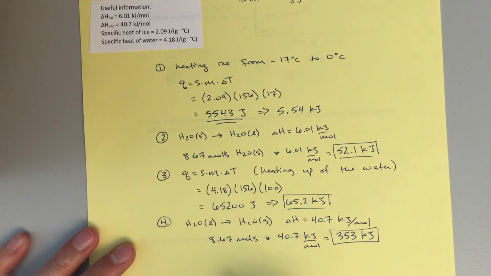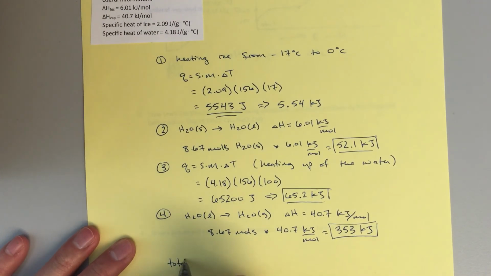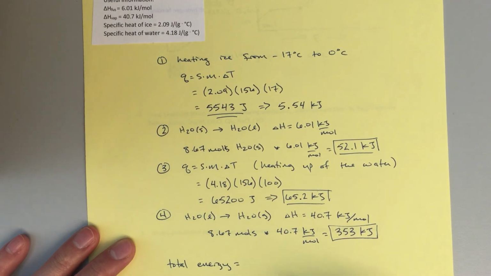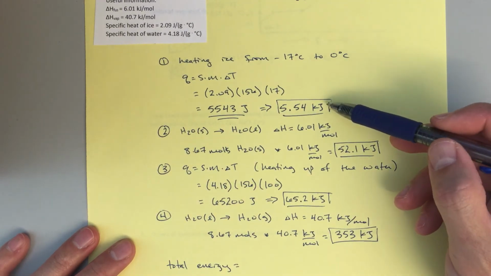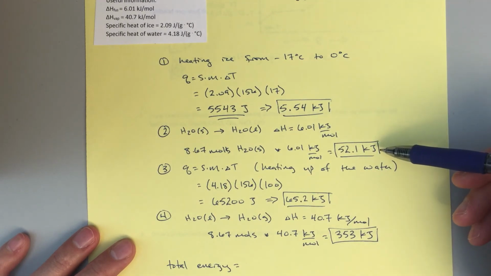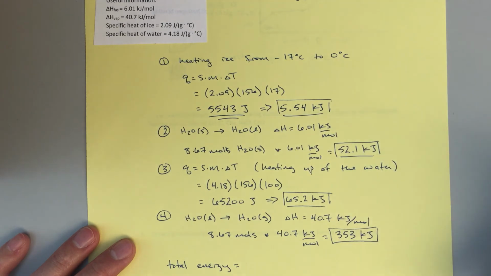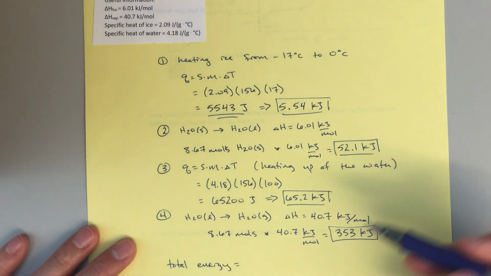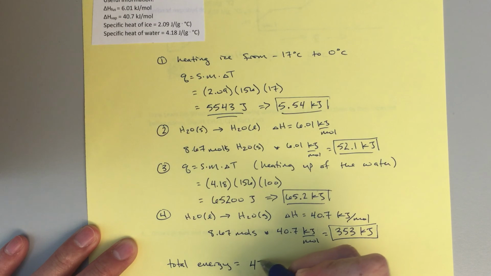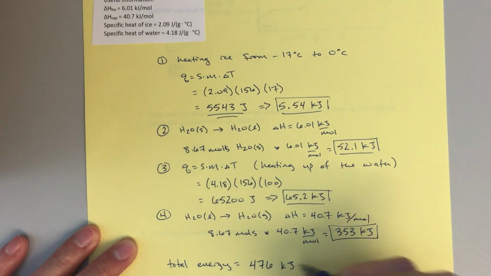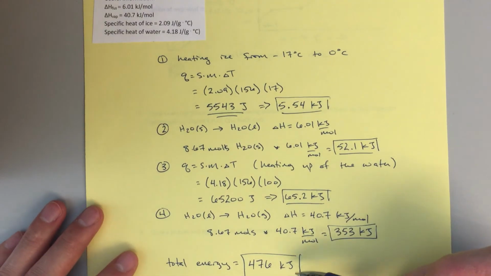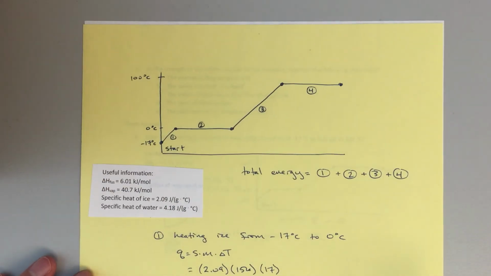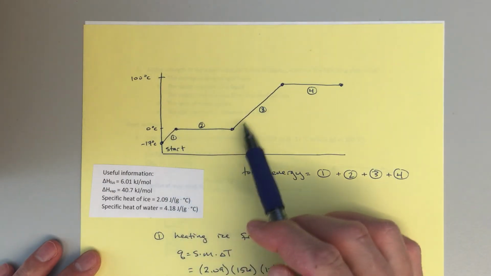So the last step is calculating my total energy. I'm simply just going to add all these values together, right? So here I've got 5.54 kilojoules for step 1, 52.1 kilojoules for step 2, so on and so forth for step 3 and step 4. So then my total energy, if I add all those up and round to 3 sig figs, is 476 kilojoules of energy. So that's the total energy that's required to do all 4 of these steps, right?